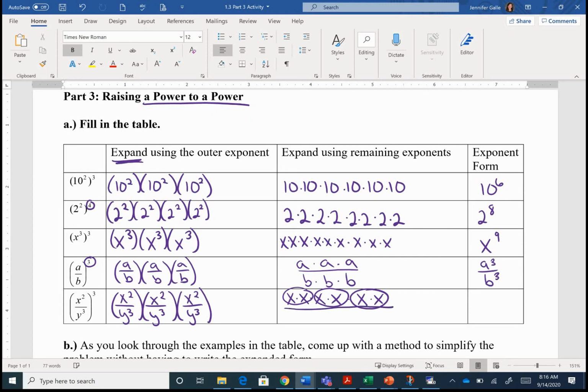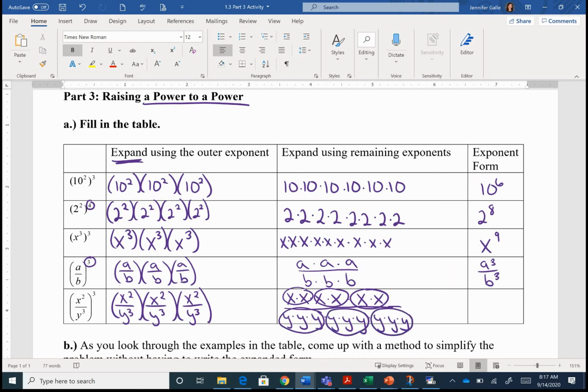Then on the bottom, we got to expand out the y to the thirds. So y, and y. There's one of them. Y, and y. There's two. Y, and y. There's my 3. So here's a y to the third. Here's a y to the third. And here's a y to the third.